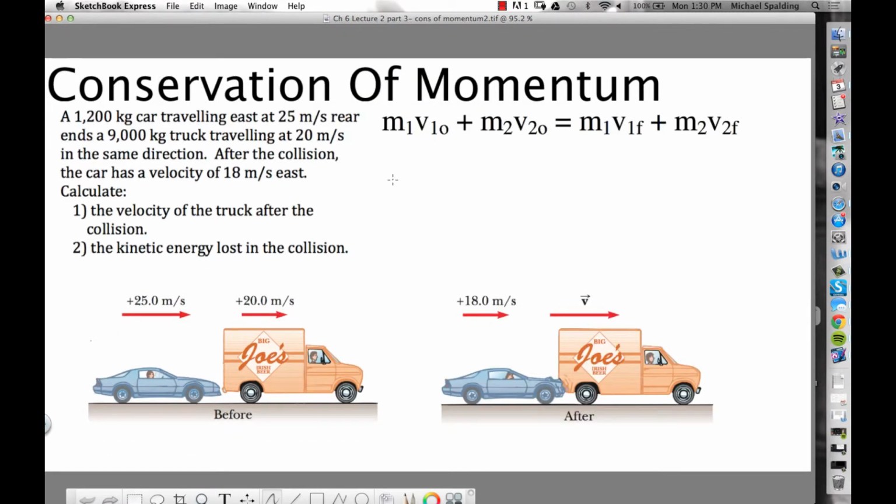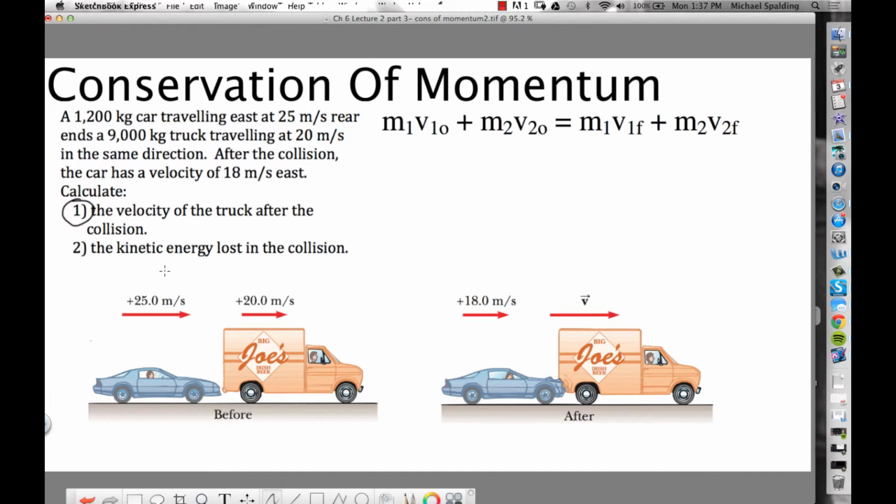Here's a problem. Copy this down into your notes. It's a very easy problem, not difficult at all. I'll give you 5 minutes to try it out. All right. Actually, since we only have about 5 minutes left, I'm just going to solve the first one here, and tomorrow I'll pick up with talking about kinetic energy loss.